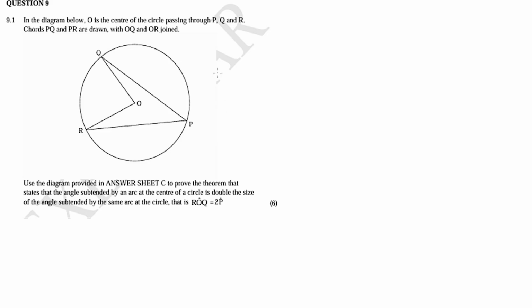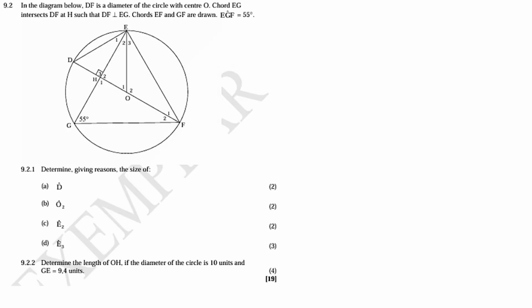In question 9.1 you get to prove, using theorem number 2, that the angle at the center equals 2 times the angle at the circumference. Then there's also question 9.2, where you get to calculate angles. It's basically a numerical exercise.